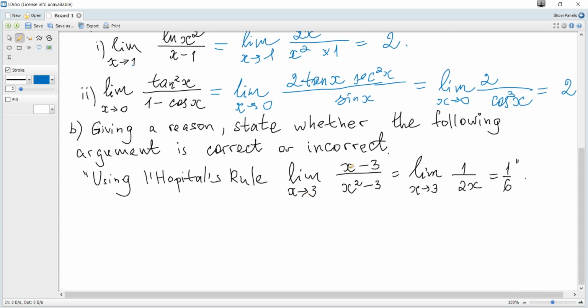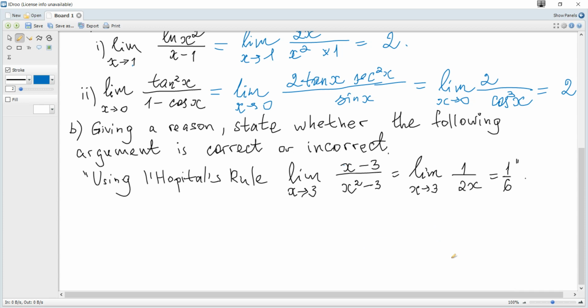When x is 3, it's 0 over not 0, because it's 3 squared, 9, minus 3, which is 6. So L'Hopital's rule cannot be applied here, and the argument is not true. And how do we calculate this limit? It's 0 divided by a number, which is just 0, so the limit is 0.